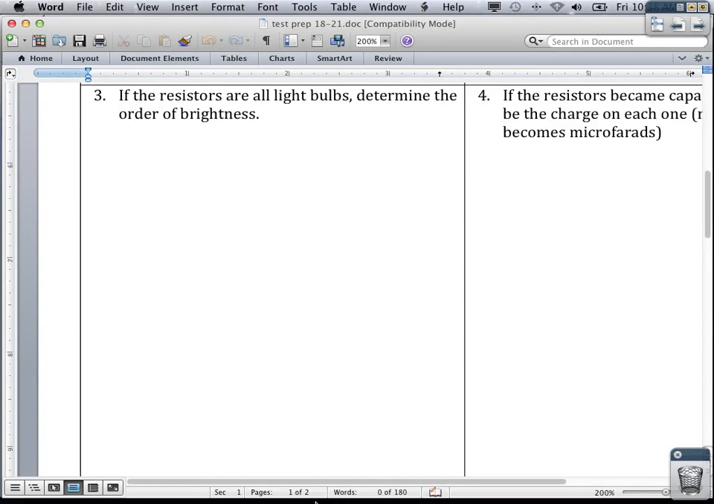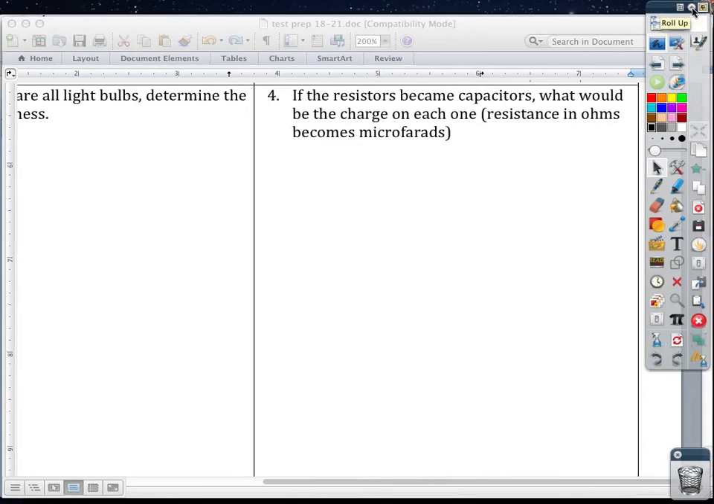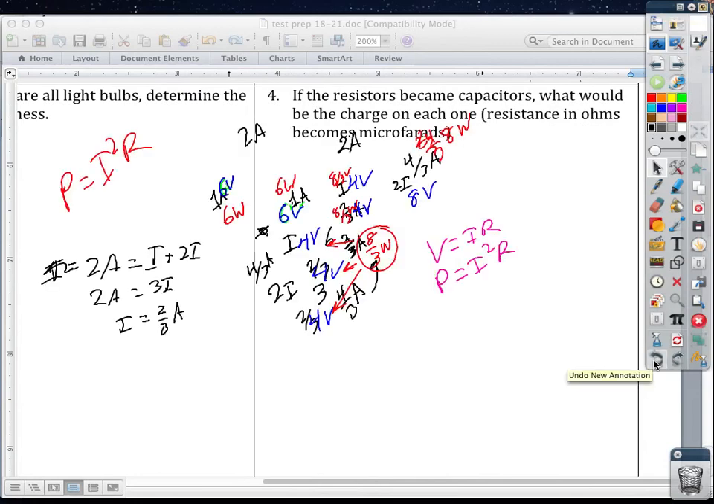Okay. If the resistors are all light bulbs, determine the order of brightness. 8 watts, 8/3, 6 watts, 6 watts. So the brightest is 8 watts, and then these two 6 watts are next, and then all of these are the same.